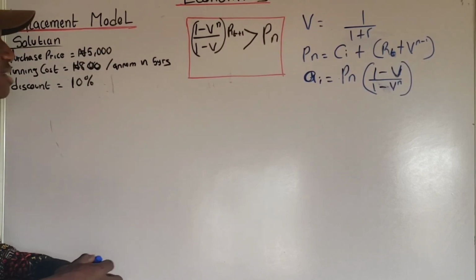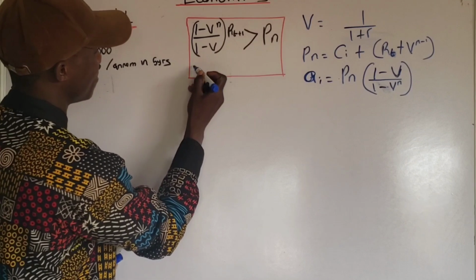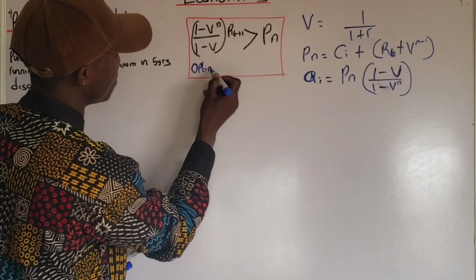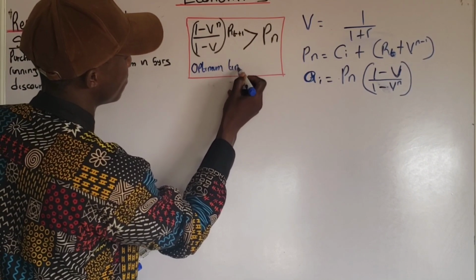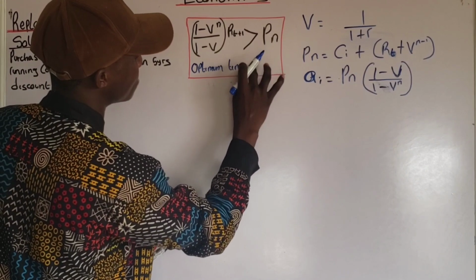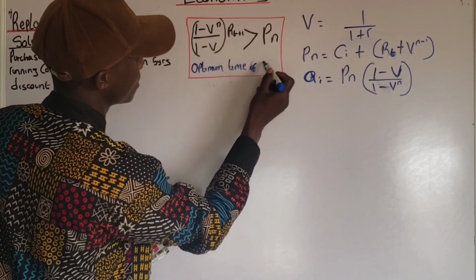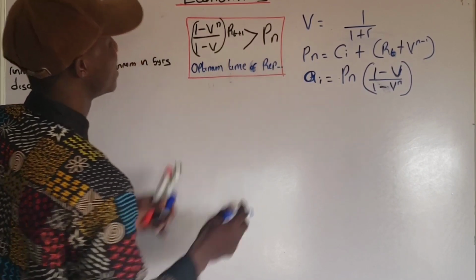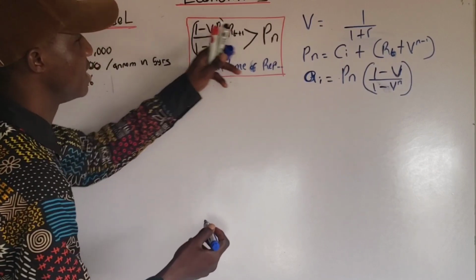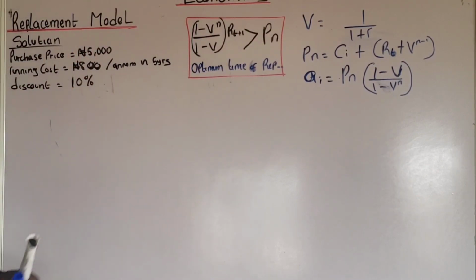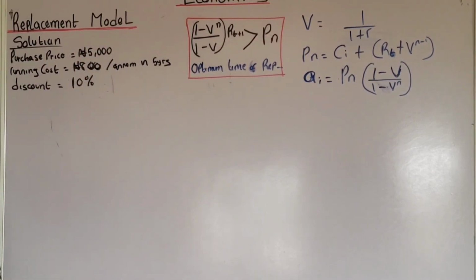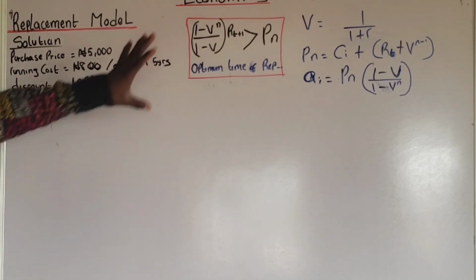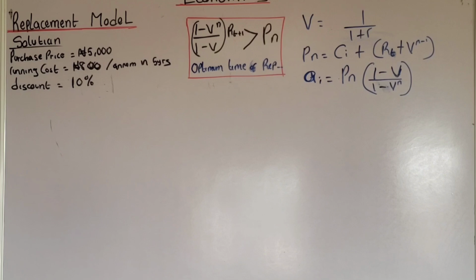The year, optimum time. This is the condition for the optimum time of replacement. The optimum time of replacement is when this is greater than Pn. You understand? That year is the year in which the machine needs to be replaced. Okay? Now, having understood all these concepts that you have here, let us prepare our table.